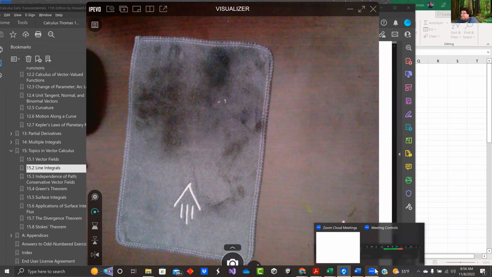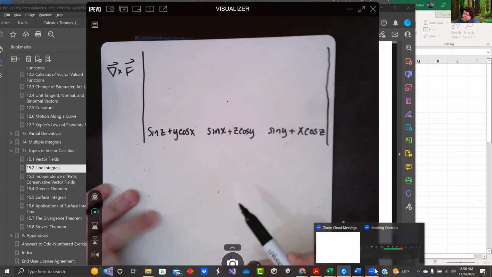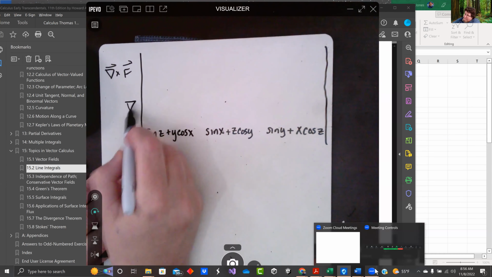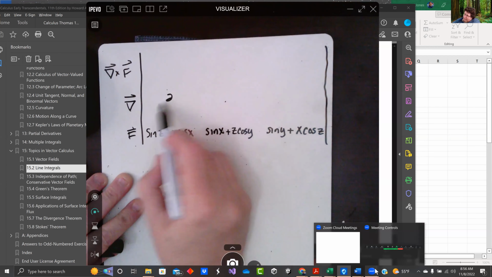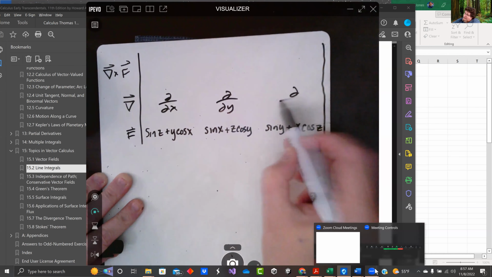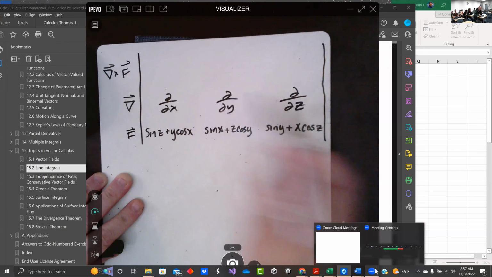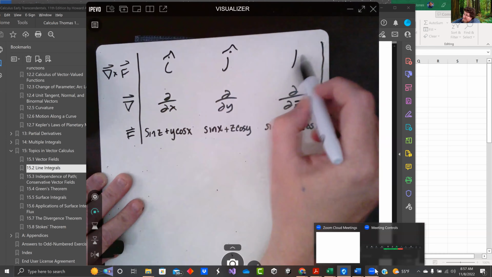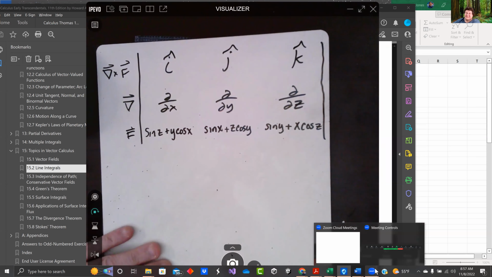Let's check to see if the curl of F is 0. So this was F. My del, my nabla people. Ben, what is nabla? ddx, ddy, ddz. What would I do without you, Ben?